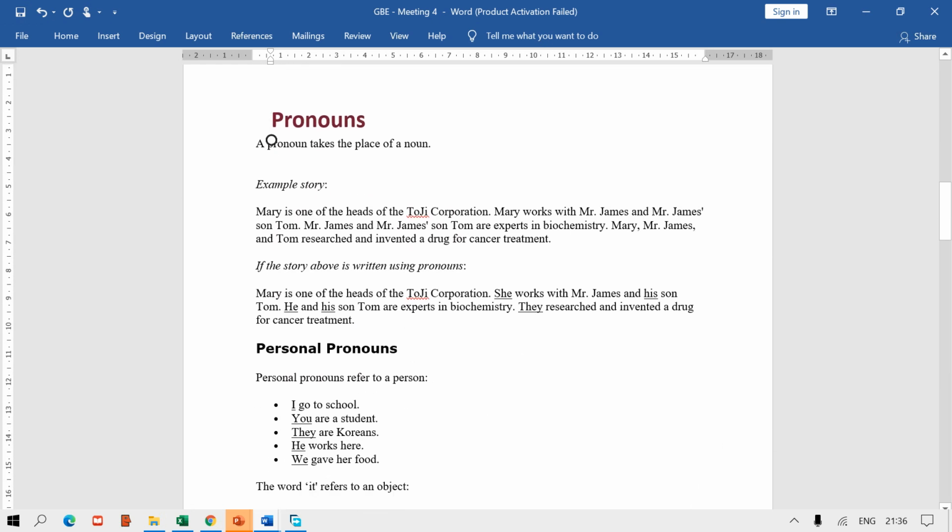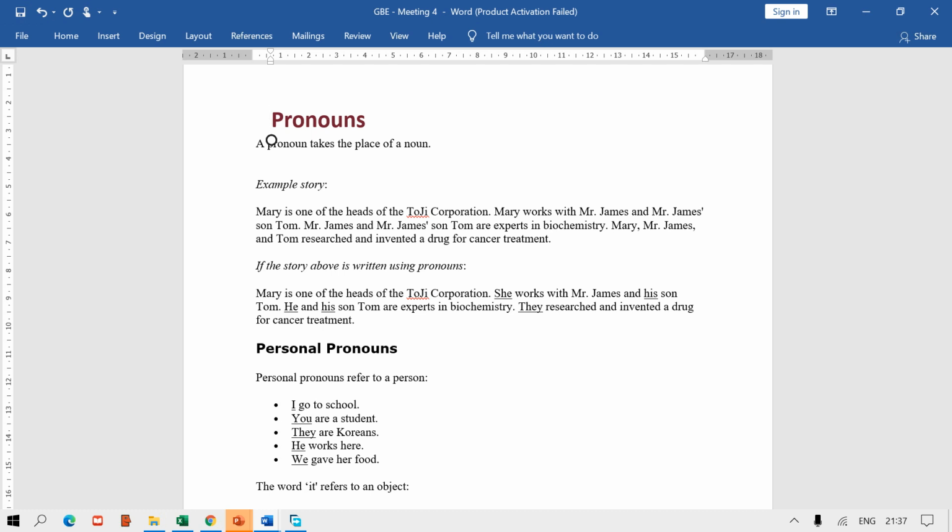For example, Mary is one of the heads of the Toji Corporation. Mary works with Mr. James and Mr. James' son Tom. Mr. James and Mr. James' son Tom are experts in biochemistry. Mary and Mr. James and Tom researched and invented a drug for cancer treatment. If the story above is written using pronouns, we will find it like this. Mary is one of the heads of the Toji Corporation. She works with Mr. James and his son Tom. He and his son Tom are experts in biochemistry. They researched and invented a drug for cancer treatment.